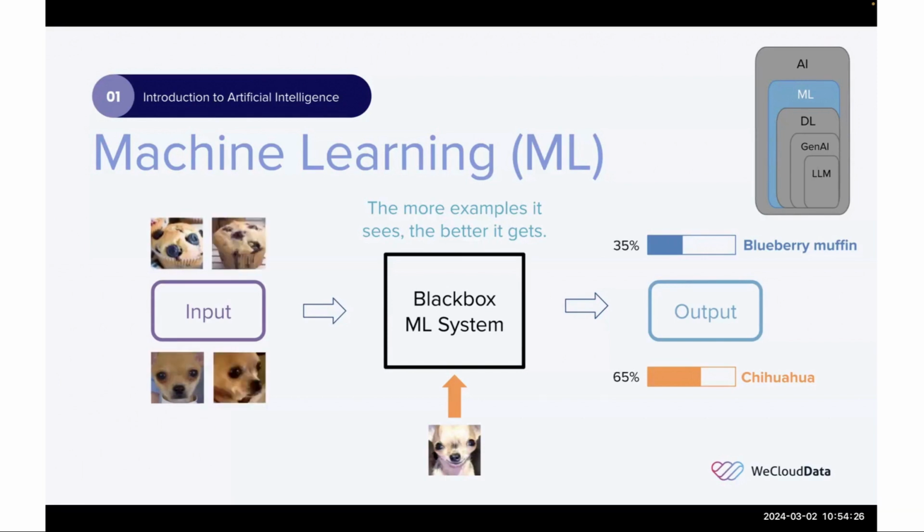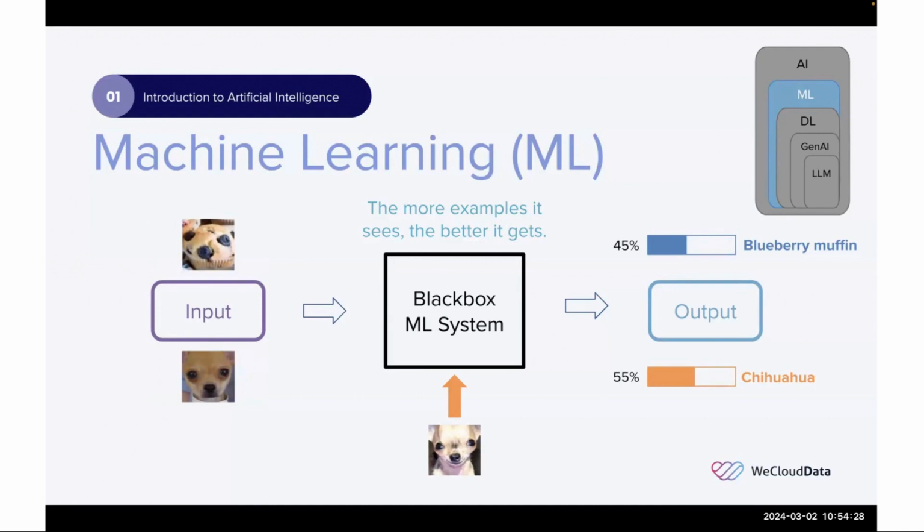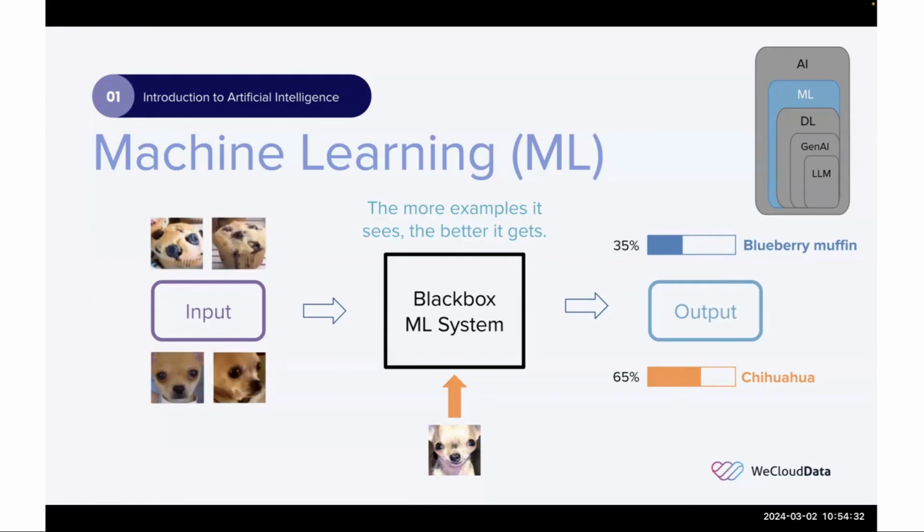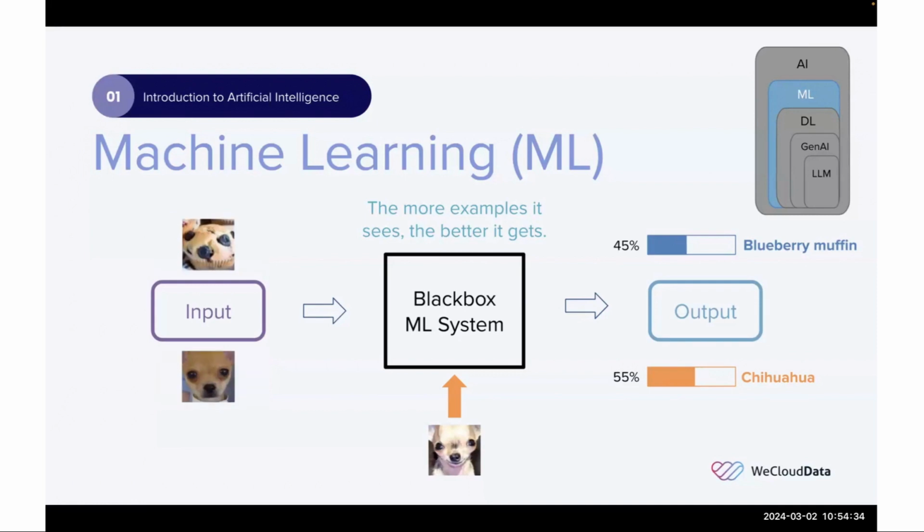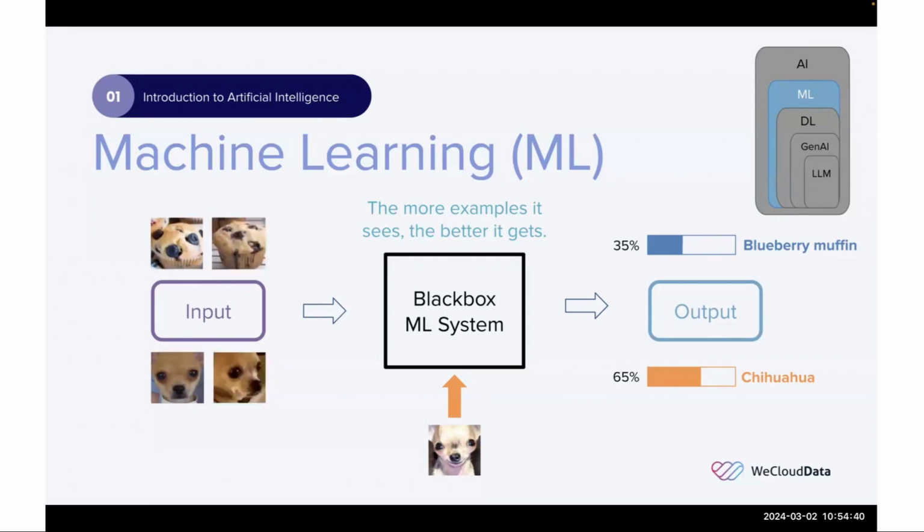All right. So with the machine learning system, when you feed it more examples, it's going to start learning better. Because at the very beginning, when it only sees 2 pictures, maybe it's 50-50, and then when it starts to see more pictures, it starts to have more confidence.